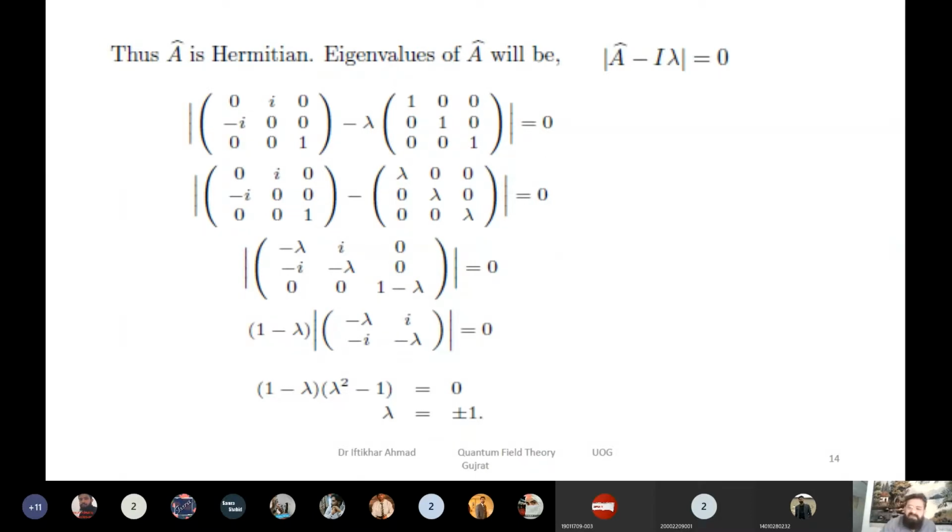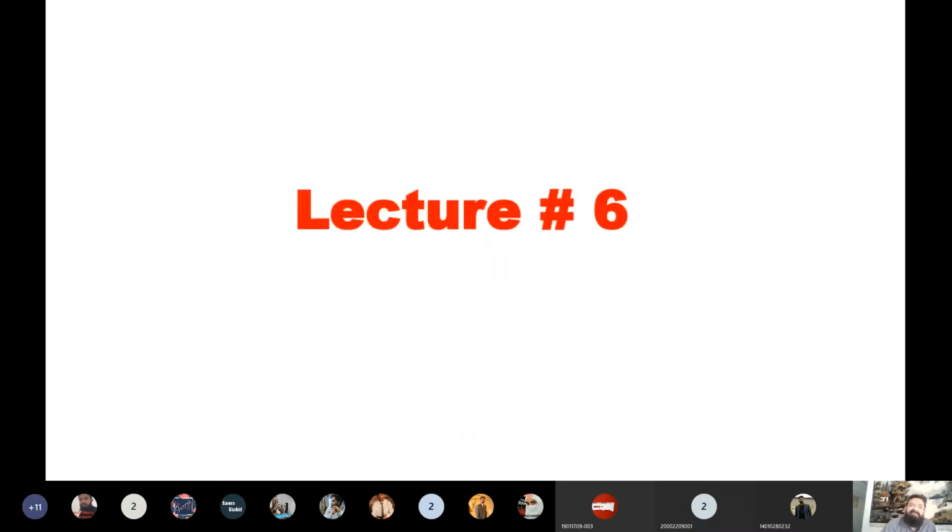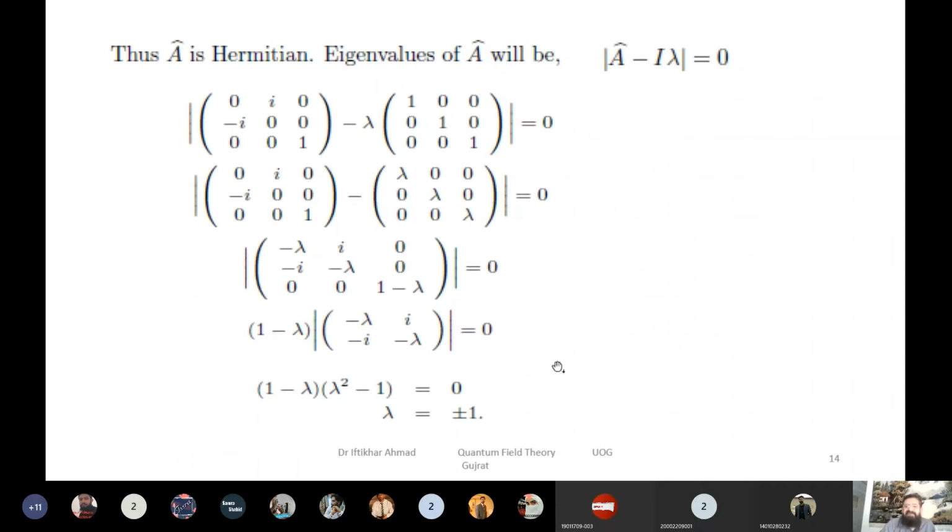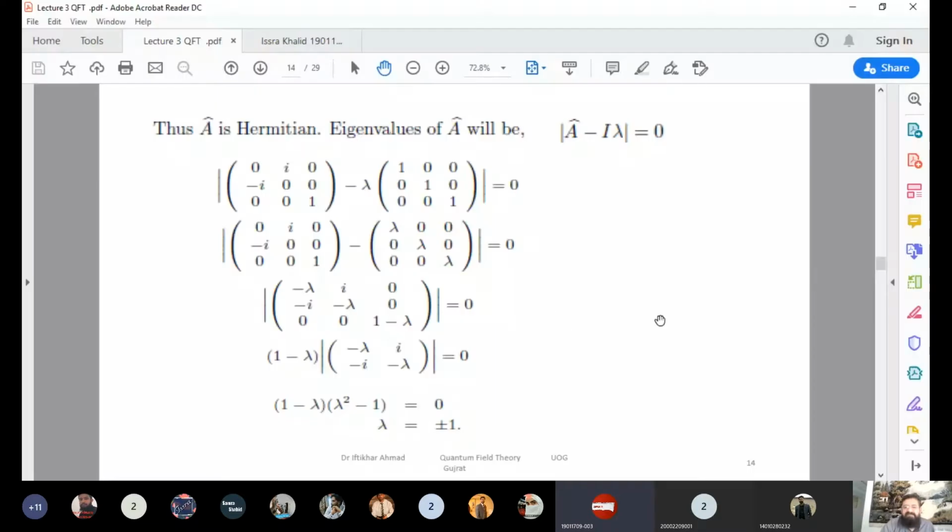So you can find three eigenvectors. Okay, you can try it at your home. Any question? Okay, let's move toward the questions. Yes, sir. Okay, you ask your question.